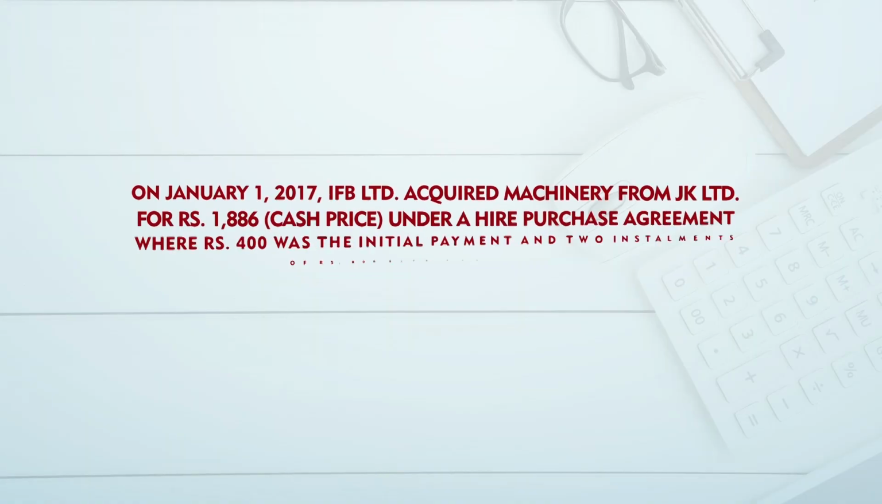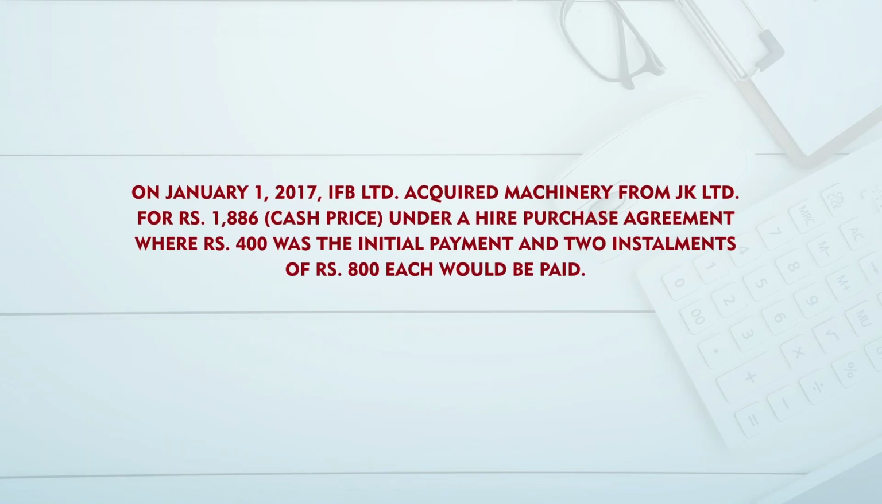So, an illustration is given. On 1st January 2017, IFB Limited acquired a machine from JK Limited. Here JK Limited is the vendor and IFB Limited is the hire purchaser, for rupees 1886 cash price under a hire purchase agreement, where rupees 400 was paid as the initial payment.